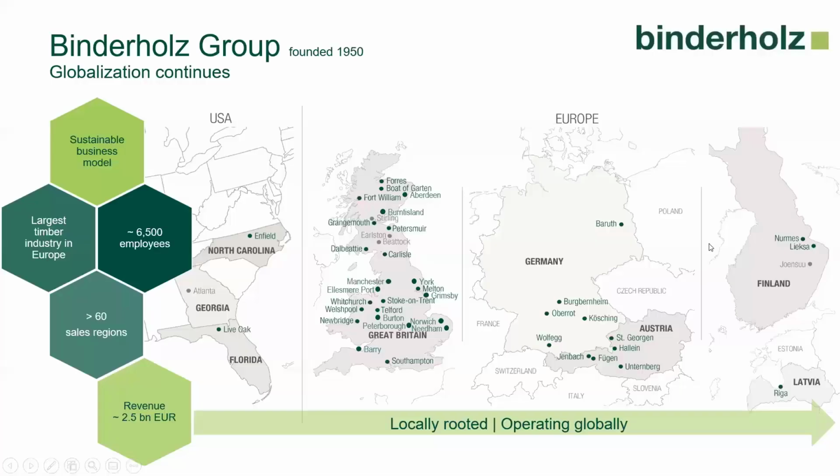Perfect. A short overview about our company so that you know who you're talking with. We have different operations around the globe. At the moment, around about 60 factories overall. We are 6,500 people with a turnover of about 2.5 billion euro. The company was founded in 1950 and is 100% family owned and family managed.